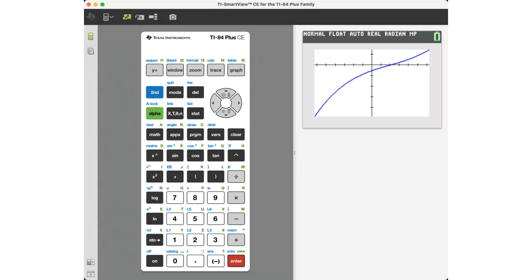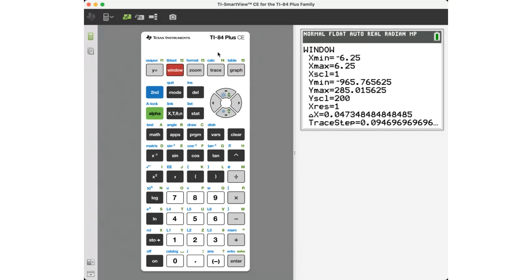Let's go ahead and see what they did for us. We have negative 6 to 6 for x, going up by 1. Our y scale is about negative 1,000 to 400, going up by 200. It took me a little while to get there, so Zoom fit's definitely the way to go on this one. That's a pretty good window.